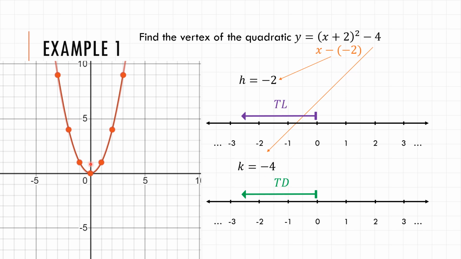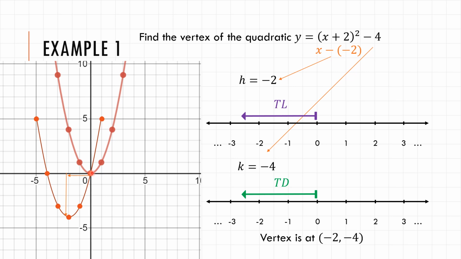Let's start to actually move this parabola. So left 2 units, and now down by 4 units. This is the new location of our parabola. And the vertex is very clearly at negative 2 and negative 4. That is the coordinates of the vertex.